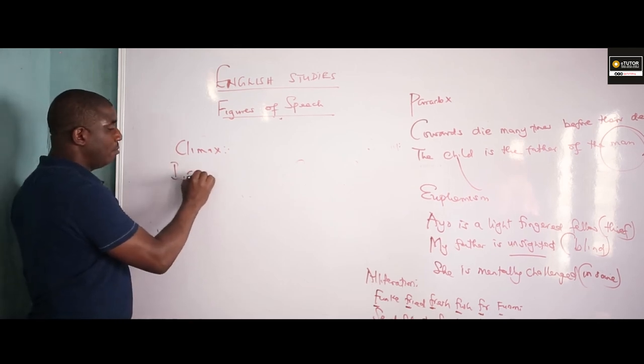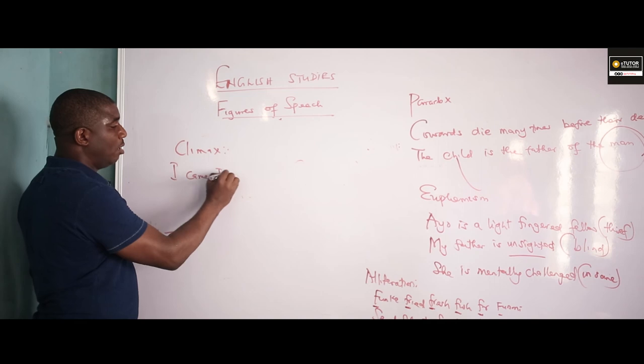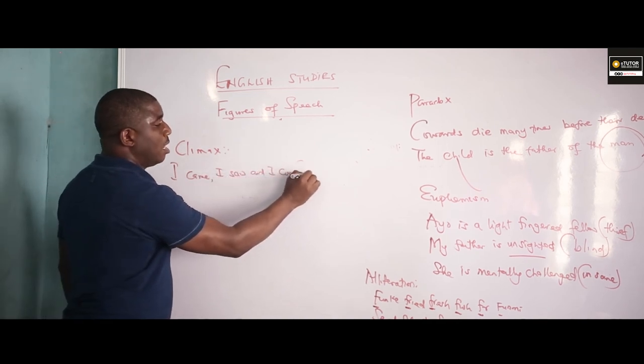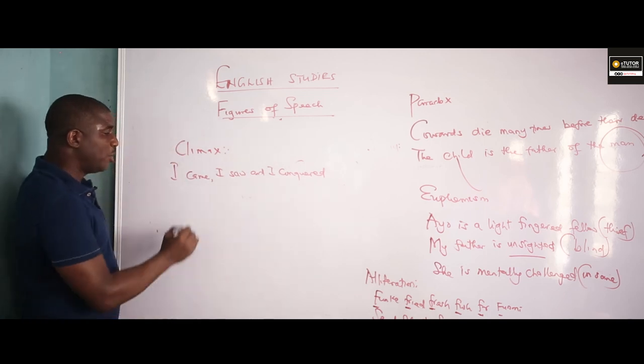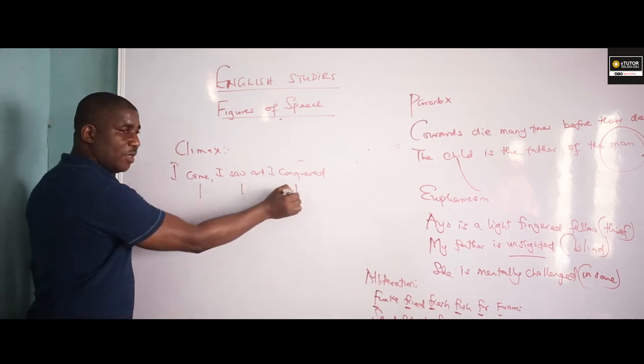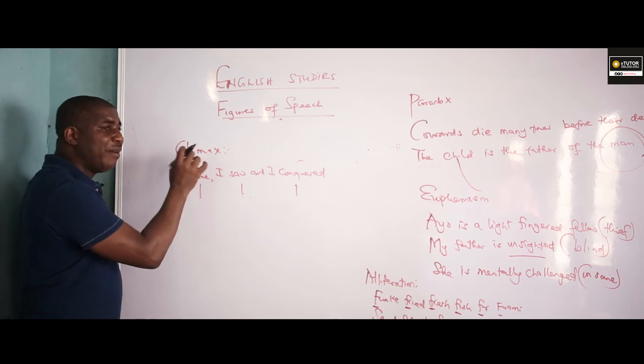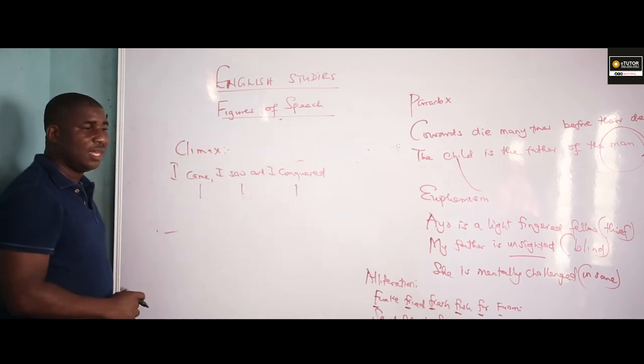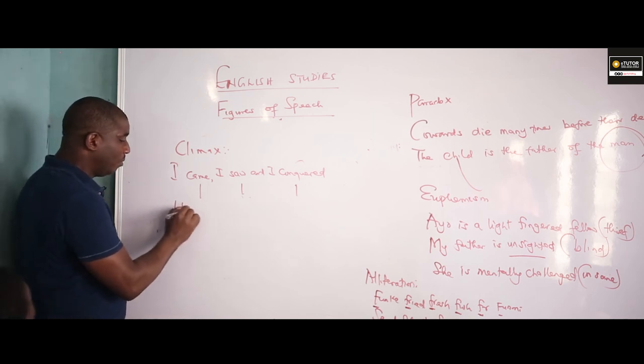Okay. Example. I came. I saw. And I conquered. How many events do we have here? Okay. So climax is the arrangement of events in what? Ascending order.